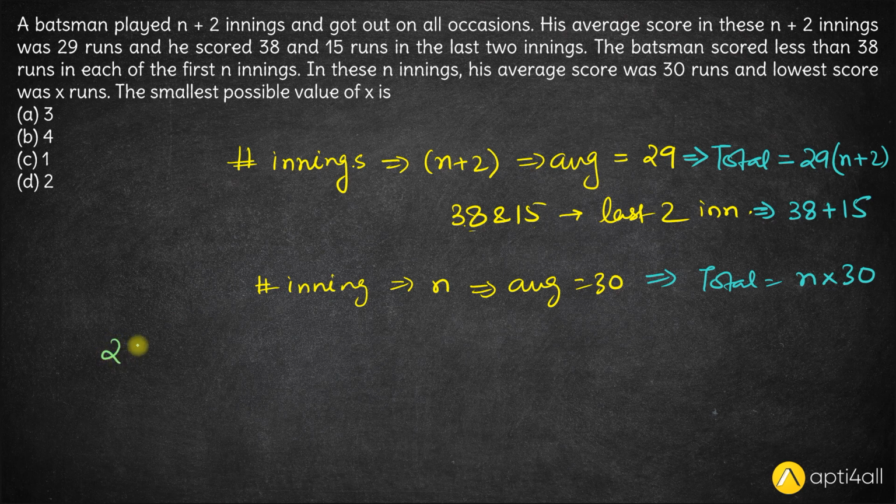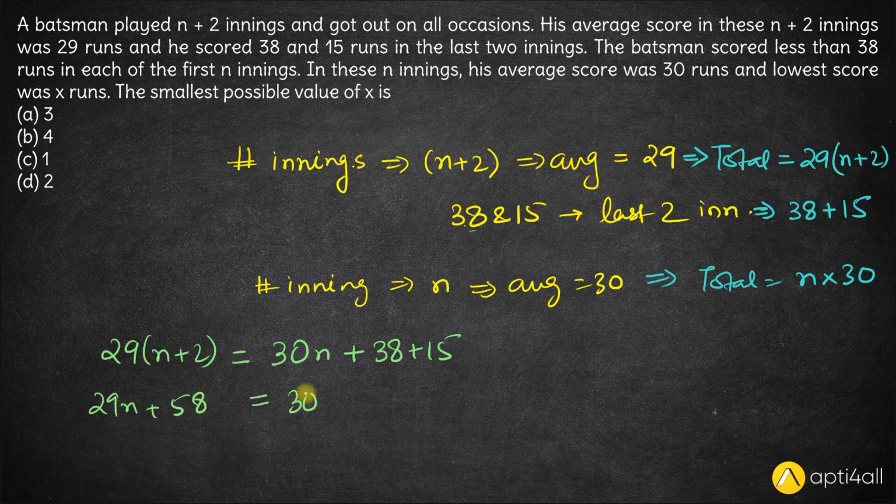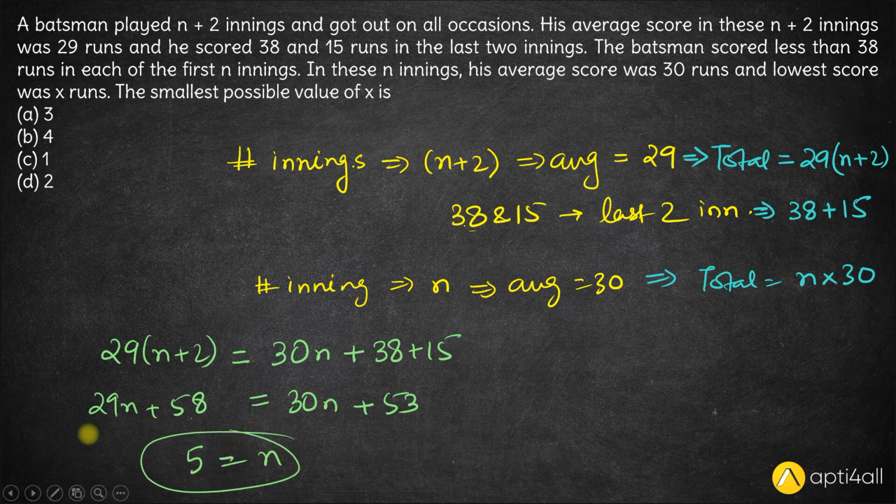Simple. The total score of n+2 innings is equal to the total score of the first n innings plus the score of the next two innings, 38 plus 15. And this is what we get. Right? So we have 29n plus 58 equals 30n plus 38 plus 15, which is 53. 58 minus 53 is 5, and 30n minus 29n is n. So we get the value of n as 5. So the number of innings n here is 5.